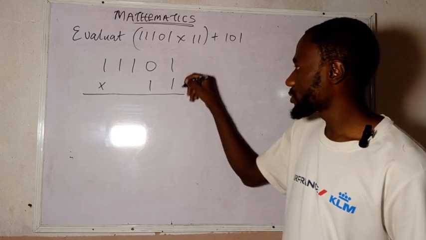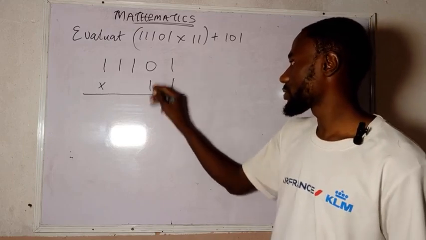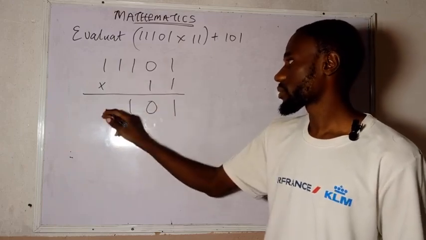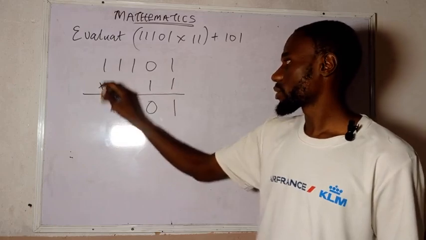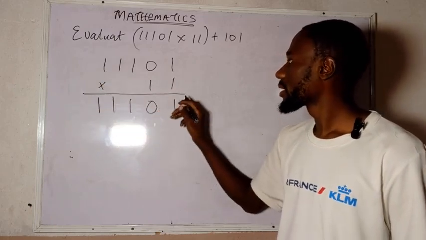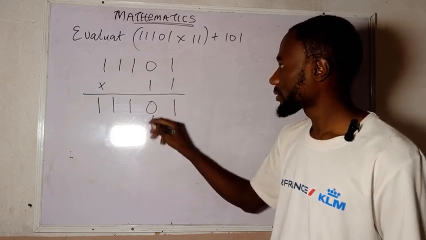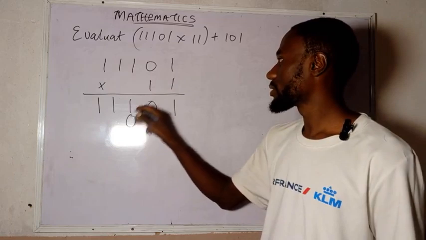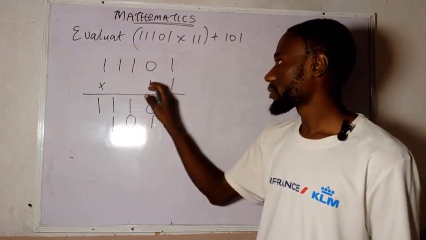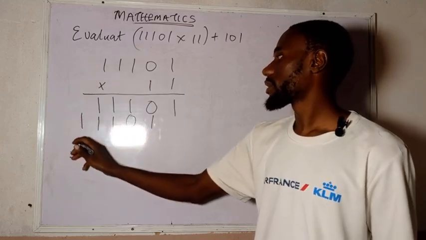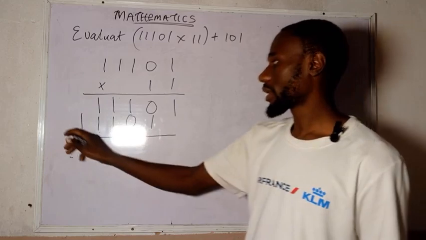Then we have 1 times 1 here is 1, 1 times 0 is 0, 1 times 1 here is 1, 1 times 1, 1 times 1 also is 1. Then we multiply this by this, we have 1, 1 times 0 here is 0, 1 times 1 is 1, 1 times 1, 1 times 1, this is 1. Now we can add.